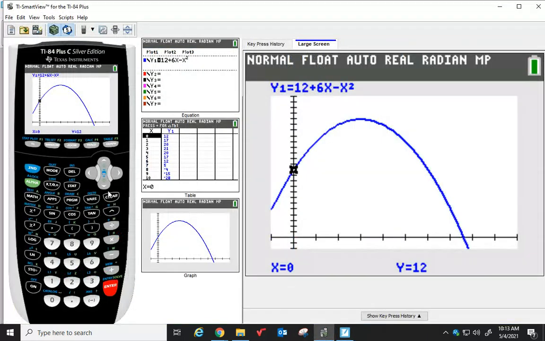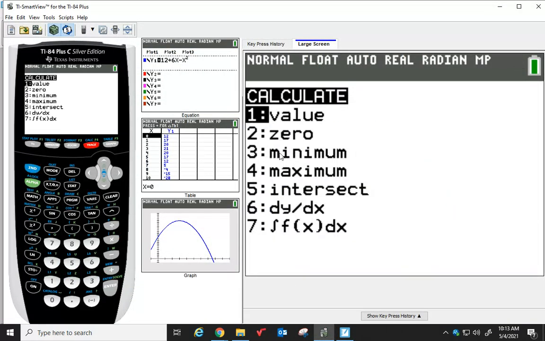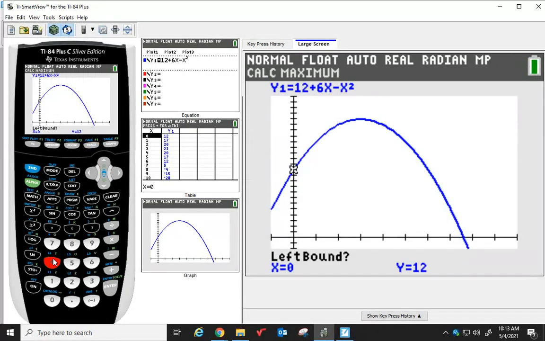Go to the calculator. So we hit second and then calc. Okay. If there was a bottom of a curve, you pick minimum, but it's the top of the curve, so I want a maximum. So hit number 4. Now it's going to do a similar thing. It's going to say left bound and right bound. Now what this means is I want to put the cursor to the left of the very top, the maximum of the graph. So the maximum of the graph would be somewhere like right about here.